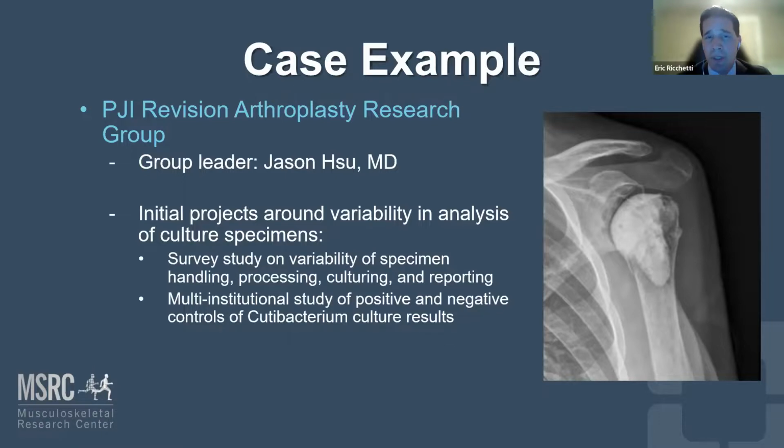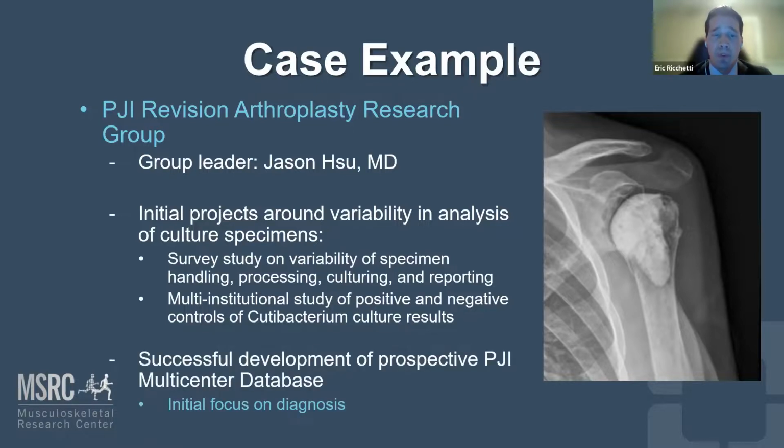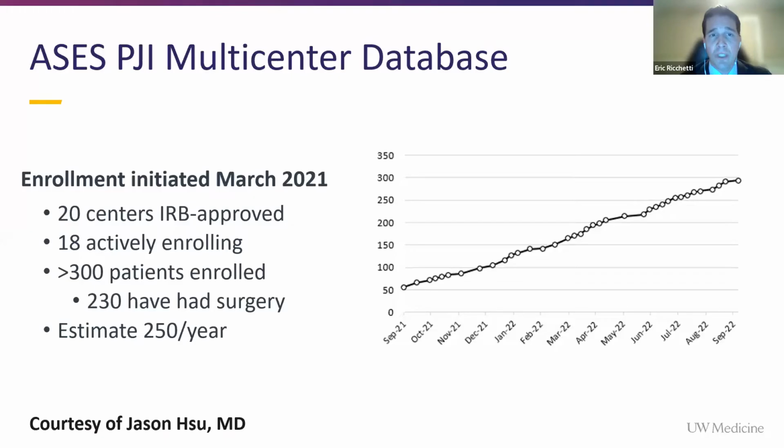And the group started in a similar manner as the other groups, looking at some initial projects around variability when looking at culture analysis and revision arthroplasty. And you can see these initial studies here, and then they moved to develop prospective multi-center data collection. And I think one of the things that was really important for this PGI group is it had the ability to look at questions around diagnosis with prospective multi-center data collection that can be answered almost immediately and don't require long-term follow-up. So this was a great way to be able to get into prospective data collection almost immediately.